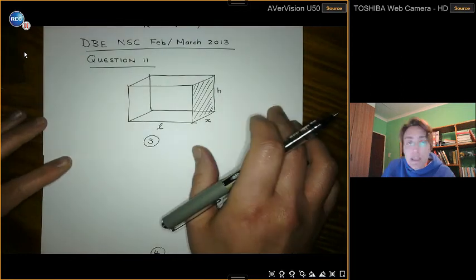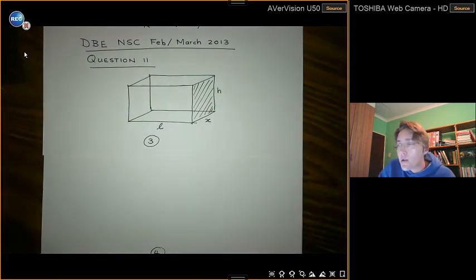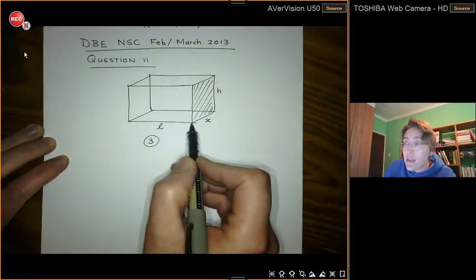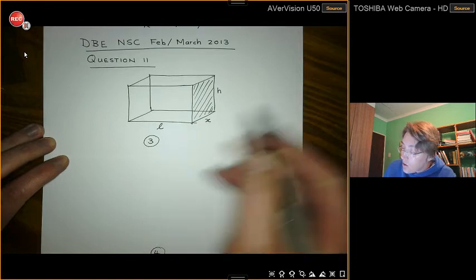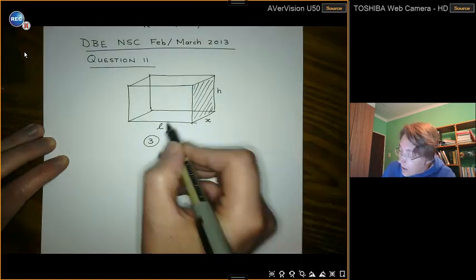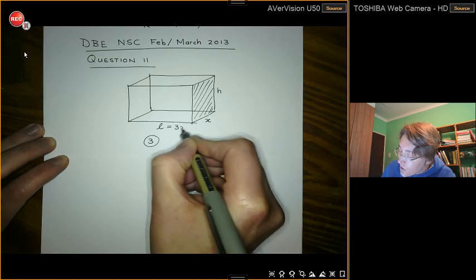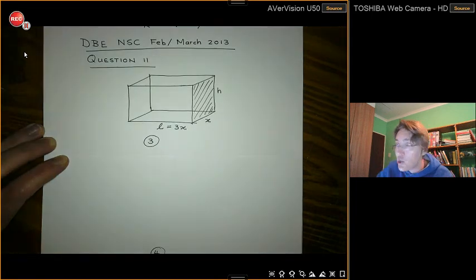Now, in this particular question, it says, a rectangular box is constructed in such a way that the length of the base, so we've got the length of the base over there, is 3 times as long as the width. So the width is given as x. So we can immediately say the length is equal to 3 times the base, which is 3 times x. So you can put that information down there.